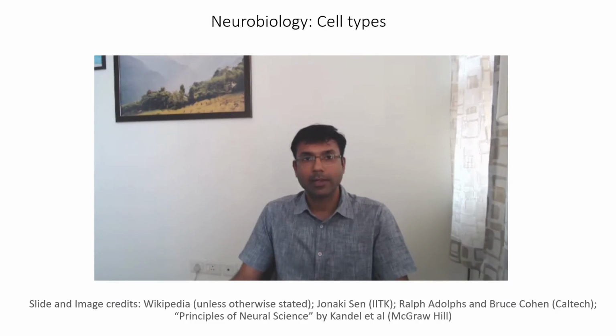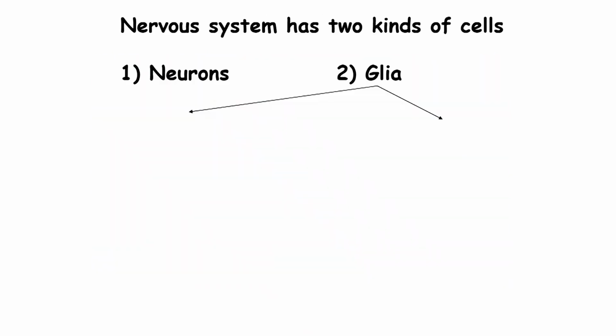Hi everyone, welcome back to the online course on neurobiology. In the last video, we looked at the different approaches and methods that are used to study the brain. And in this video, we are going to see what the brain is made of. So what are the different cell types that are present in the brain and how do they connect to each other? So let's dive in.